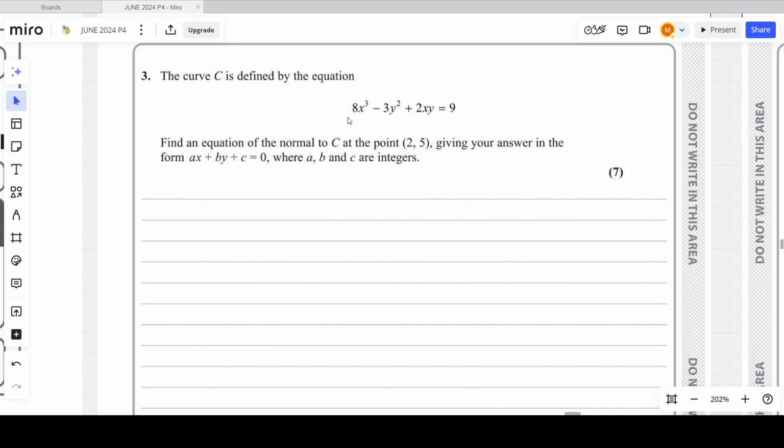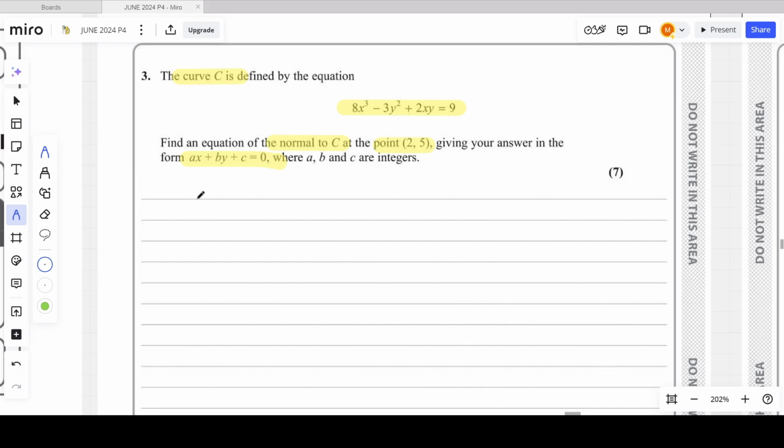Let's get started. Number 3, the curve C is defined by the equation 8x cubed minus 3y squared plus 2xy equals 9. Find an equation of the normal to C at the point (2, 5), giving your answer in the form ax plus by plus c equals 0, where a, b, c are integers.